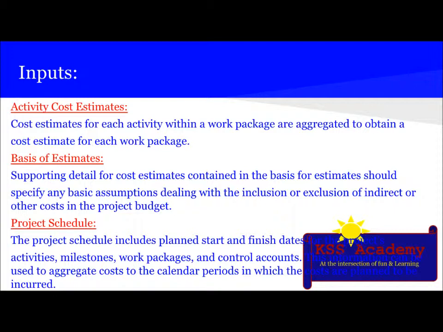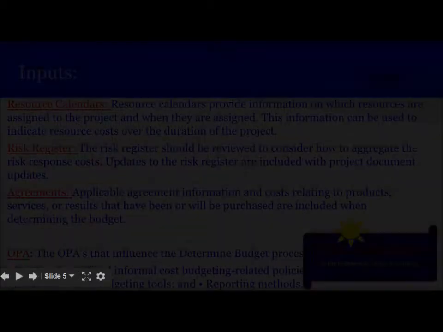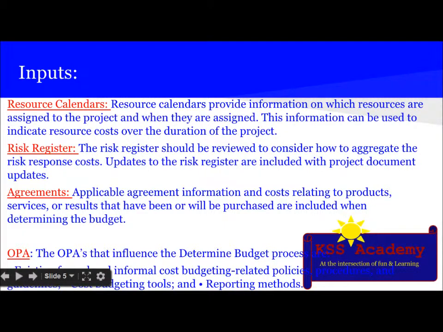Then there is the project schedule, which includes planned start and finish dates for the project's activities, milestones, work packages, and control accounts. This information can be used to aggregate costs to the calendar periods in which the costs are planned to be incurred. The next input is resource calendars, which provide information on which resources are assigned to the project and when they are assigned. This information can be used to indicate resource cost over the duration of the project.